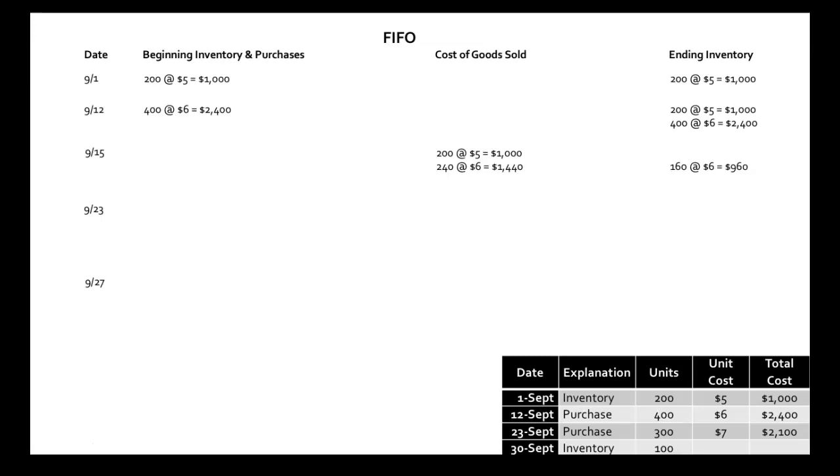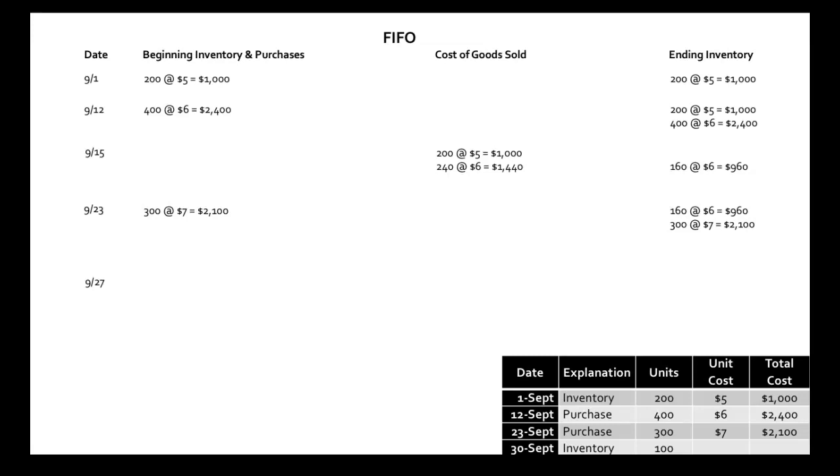Now, on September 23rd, we make another purchase. So it looks pretty similar now to what we just saw on the 12th, right? We write the purchase over in the purchases column, and then we head over to the ending inventory, and we want to rewrite that we still have those 160 units at $6 a piece. And then we want to write below that we just got some new inventory in. We got 300 units. These units are at $7 each.